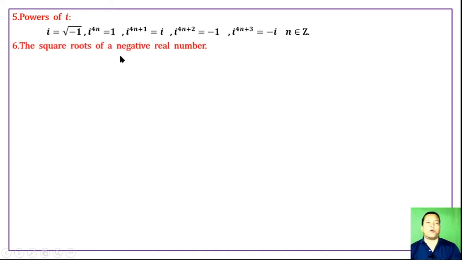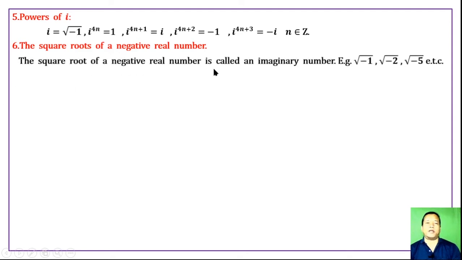The square roots of a negative real number. The square root of a negative real number is called an imaginary number. For example, square root of minus 1, square root of minus 2, square root of minus 5, etc. They are called imaginary numbers. That is, the square root of a negative real number is called an imaginary number.